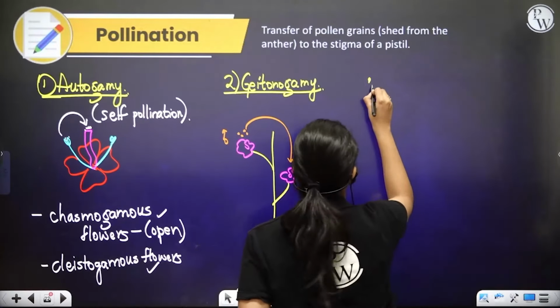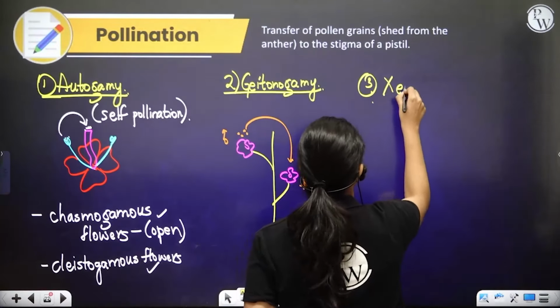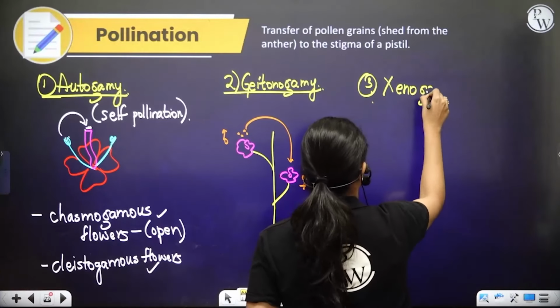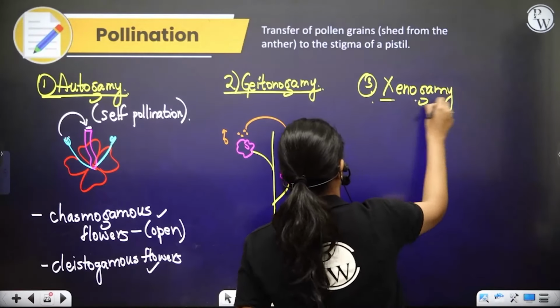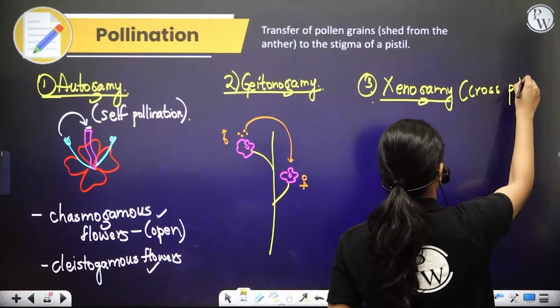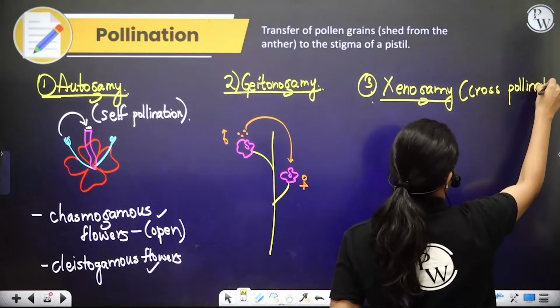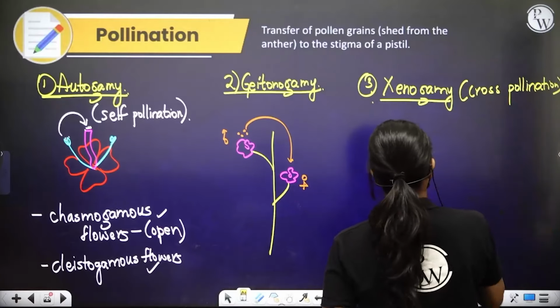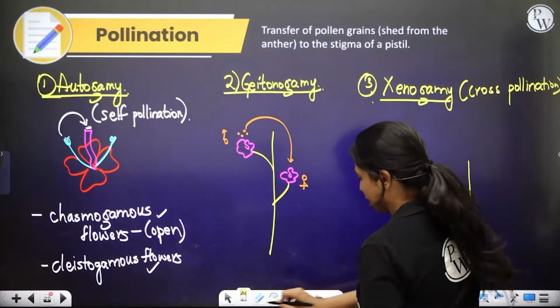Now let's talk about the third type, which is called xenogamy. Xenogamy is nothing but cross-pollination that happens between two different plants. In xenogamy, you have two plants.